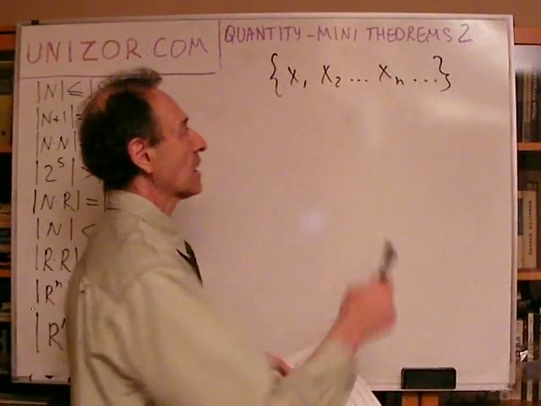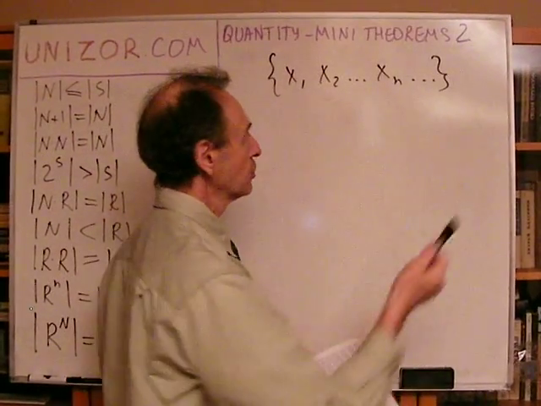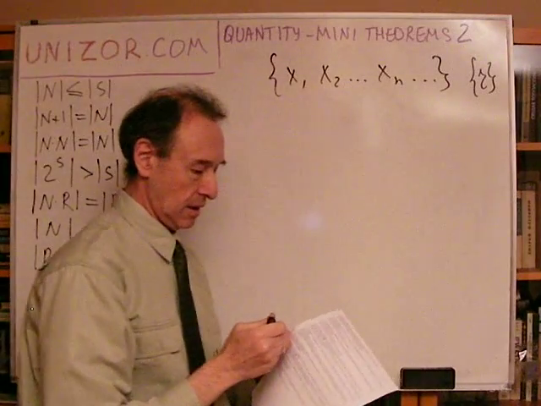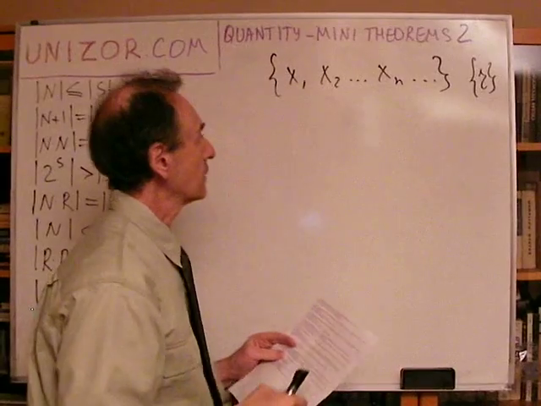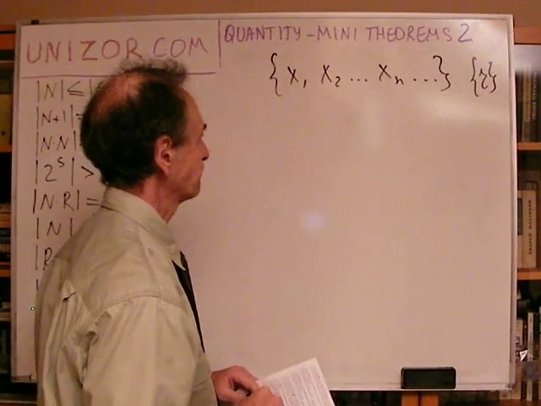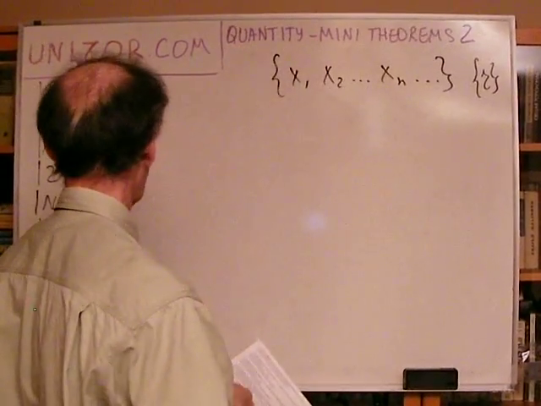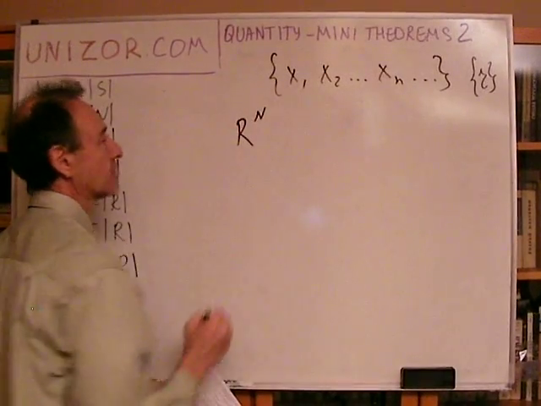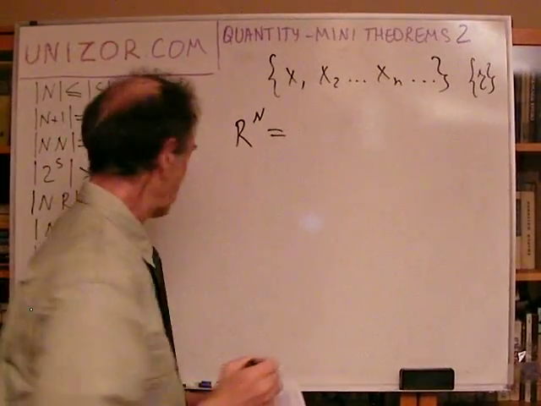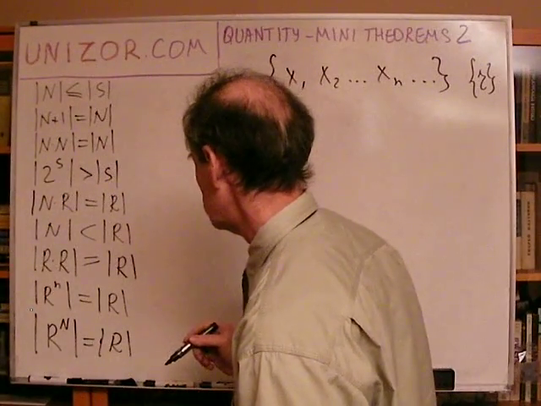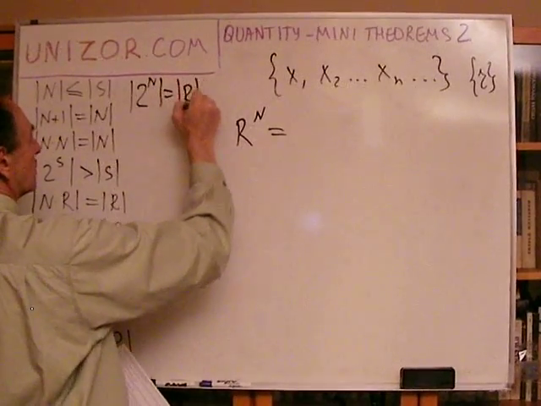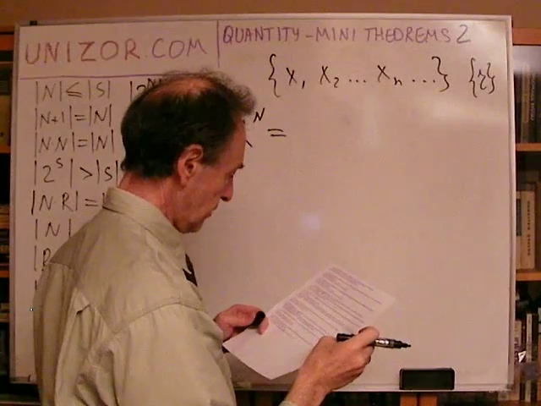So how can I put into correspondence this infinite string to some kind of a real number? What real number corresponds to this infinite string? Well, let's think about it this way. I'll do this very interesting trick. So, R to the power of n means... Now, do you remember this formula? I didn't put it here. I had it before. 2 to the power of n equals R. This is the previous problem, one before it.